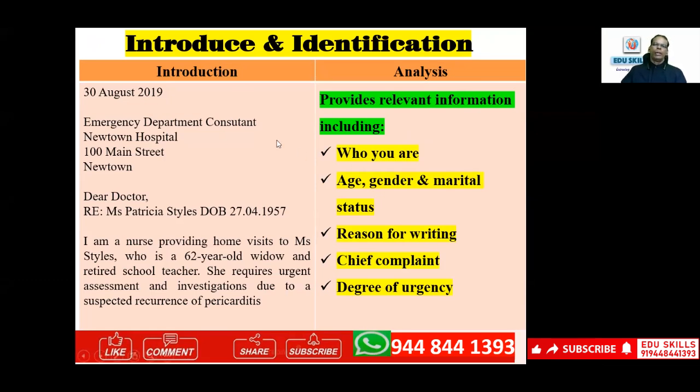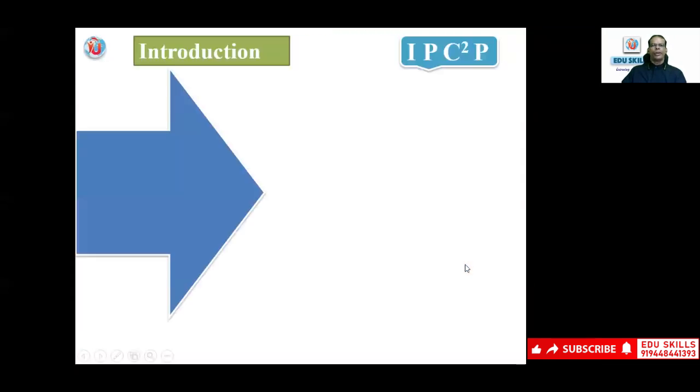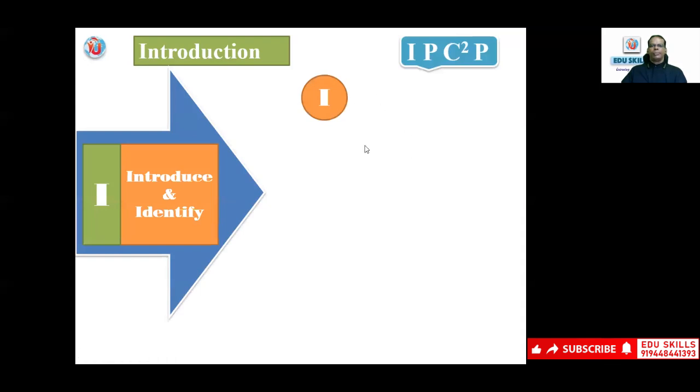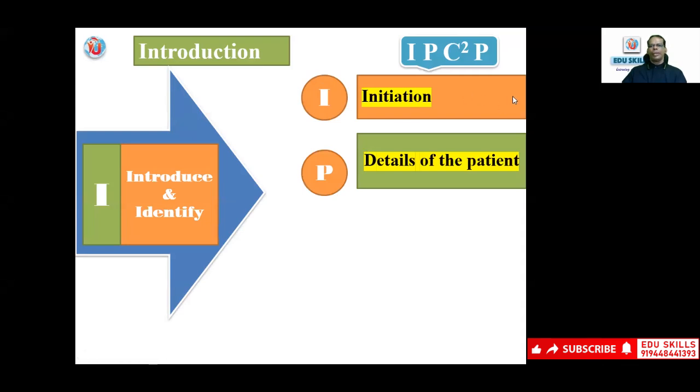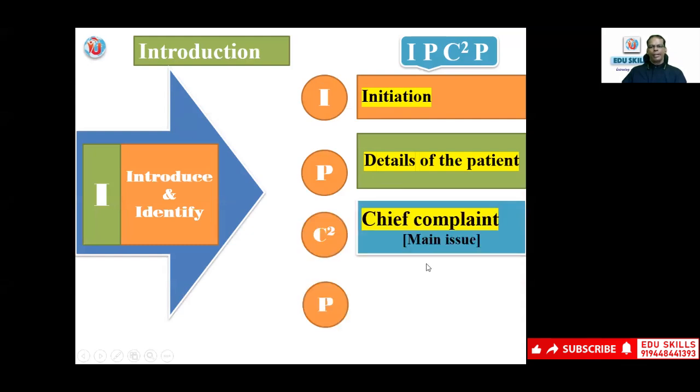And that gives you these things in the introduction: it provides relevant information, including who you are, age, gender, marital status, reason for writing, chief complaint, degree of urgency. Okay. Now introduce and identify. First one is initiation. This also I explained to you, IPCP. Okay, the acronym: initiation, details of the patient, then chief complaint or the main issue, then purpose. These are the ingredients of an introductory paragraph.